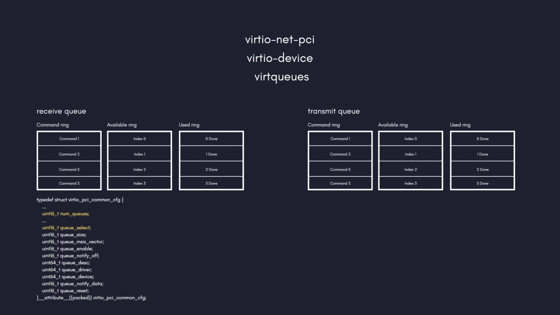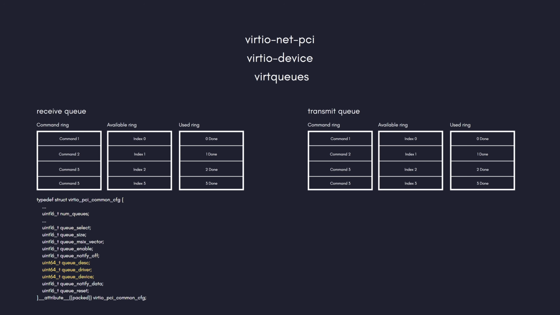And as a matter of fact, all the properties under that, but specifically the descriptor, driver, and device, which is just another way of calling the command, available, and used rings, are going to change to reflect the ones for the current virtqueue. Essentially, we're going to set up multiple virtqueues, and then using the queue select, we're going to select which virtqueue we're working with, whether we're transmitting or receiving packets. And the pointers to the descriptor, driver, and device will point to the correct virtqueues.